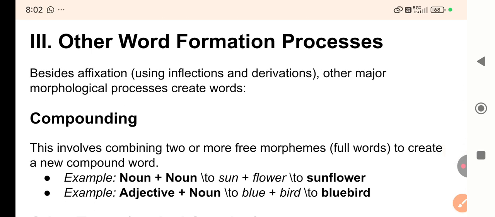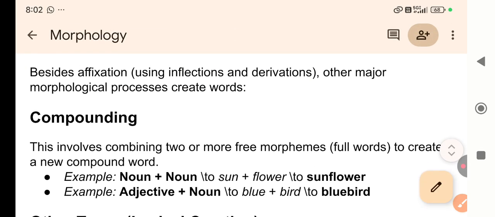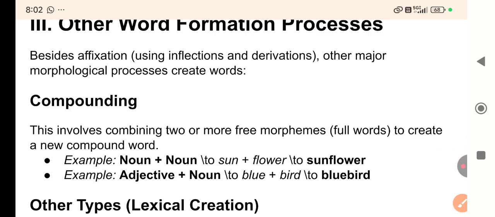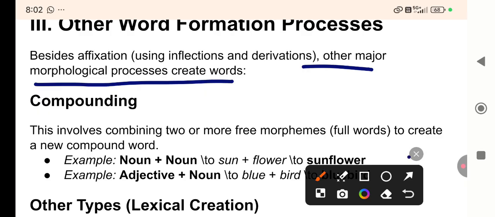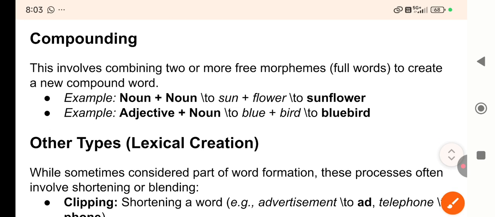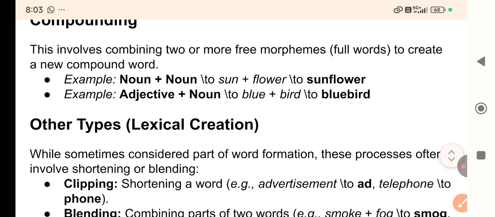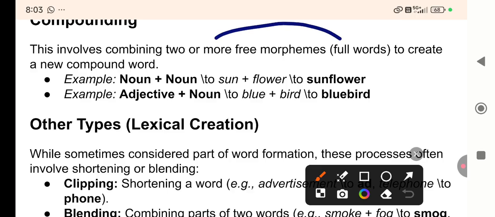Now, other word formation processes. Besides affixation, using inflections or derivations, there are other major morphological processes that create words. These are compounding, right? So what is compounding? Compounding involves combining two or more free morphemes, full words, to create a new compound word. That's a combination of free morphemes.